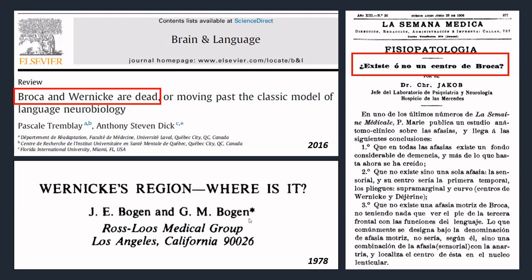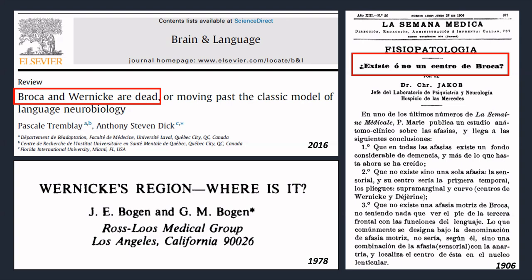Wernicke region, where is it? Published in 1978. This is from 1906. Existe ono un centro de Broca? Does the Broca area exist? Published in 1906. So it has always been there.